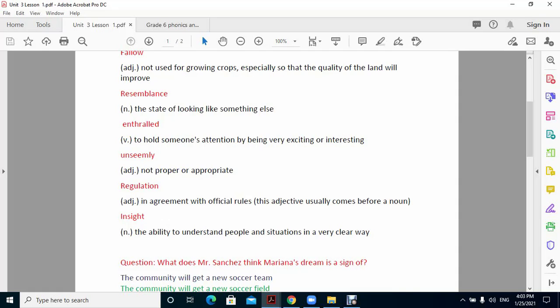Next word is regulation, which is an adjective meaning in agreement with official rules. It's from rule, regulation, rules. This adjective usually comes before a noun. And the last word, insight. Insight is a noun which means the ability to understand people and situations in a very clear way. So insight is the quality of knowing things clearly.